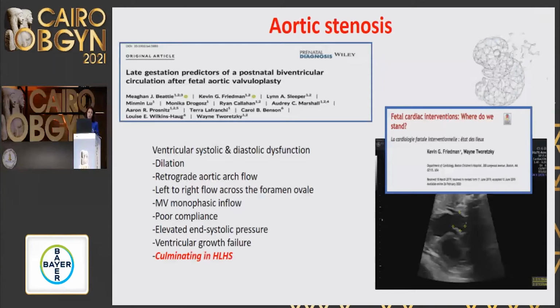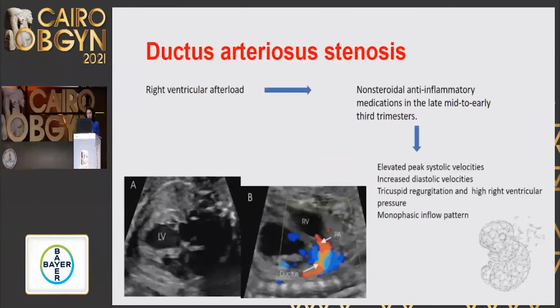Aortic stenosis is a good example of increasing ventricular afterload, and we can see that the ventricle's systolic and diastolic function is changed, and we will find dilatation firstly, with retrograde aortic arch flow, left to right flow across the foramen ovale, and monophasic inflow. Aortic stenosis usually progresses and can culminate in hypoplastic left heart syndrome.